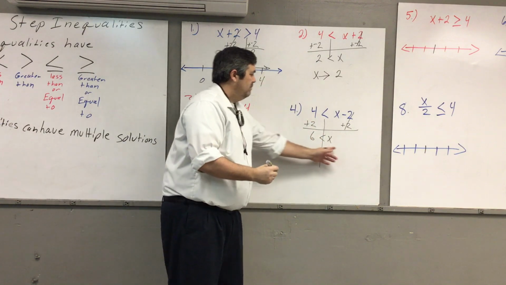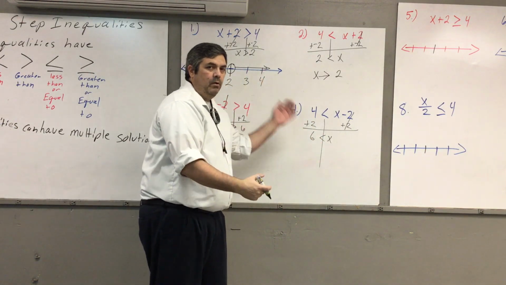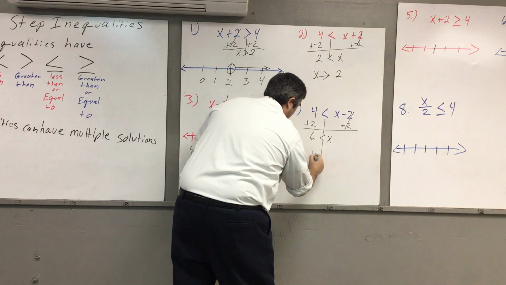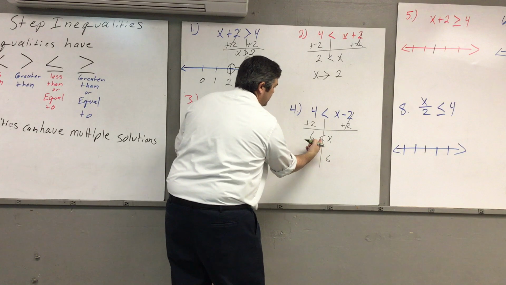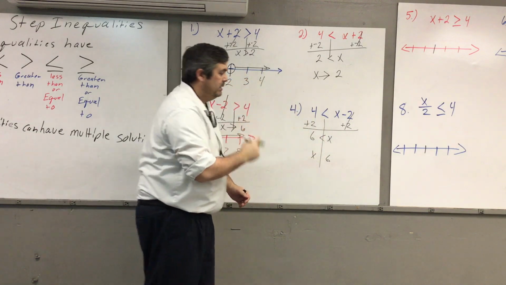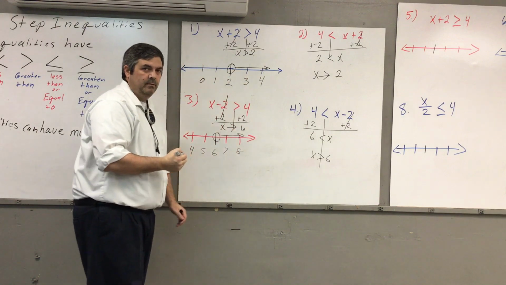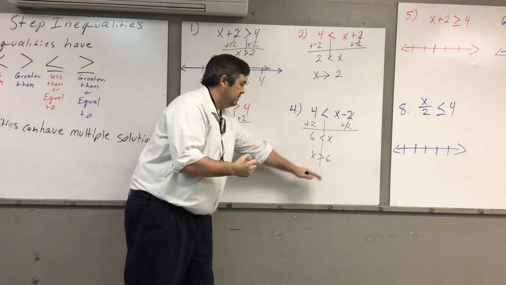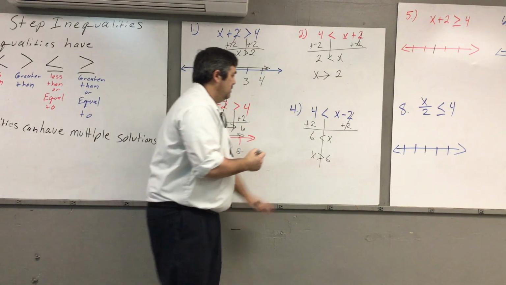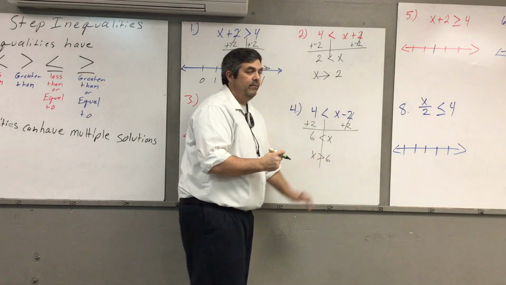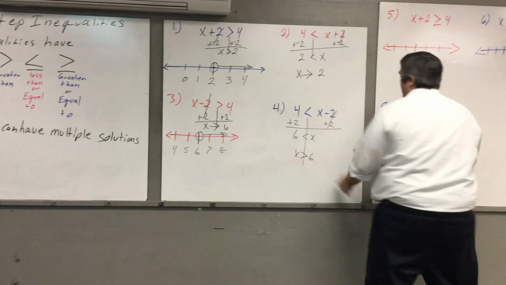But now, my variable's on my right-hand side. I want it on the left. I'm going to switch it. x, 6. And what I do, I flip that inequality. x is greater than 6. It just makes it easier to graph. That's all it does. That's the only reason I do this, because it makes it easier to graph. But it's the same stuff.